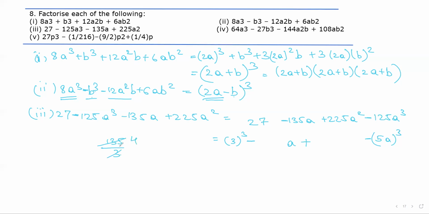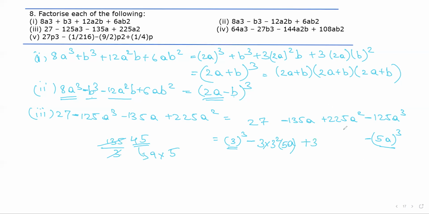3 times 4 is 12, 1 carry, 1 5 is 15, 3 5s are 15. Which means you can write 3 multiplied by which value? 3 multiplied by 45. Now 45 should have your 3 square, which is 9, multiplied by 5a. A is already present, so 5. This can be written as 3 square into 5a.